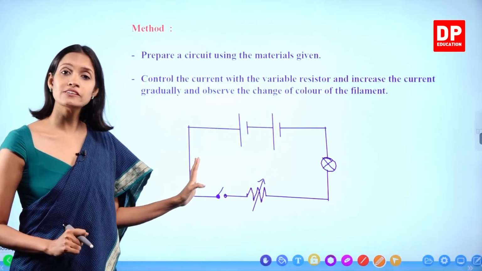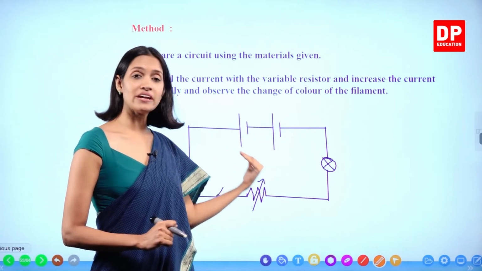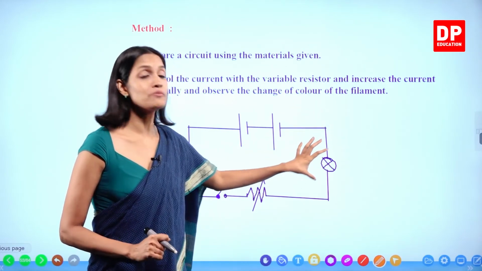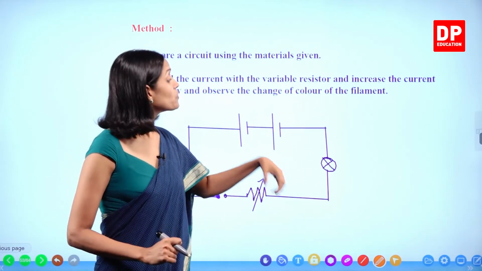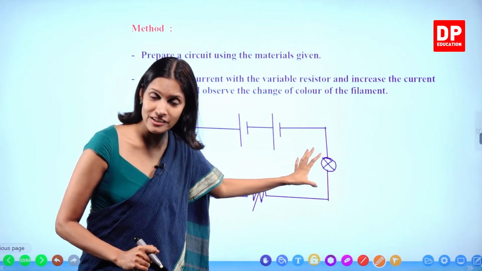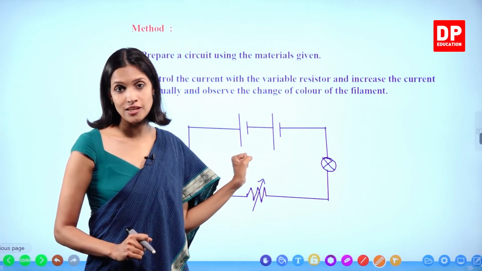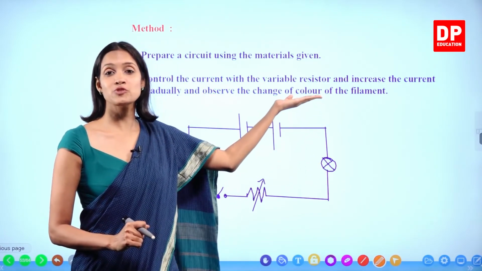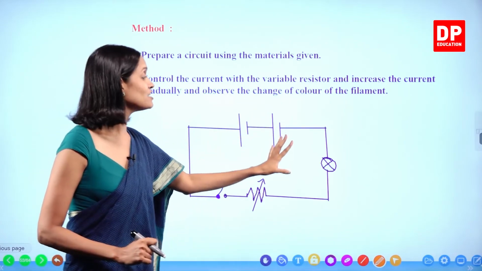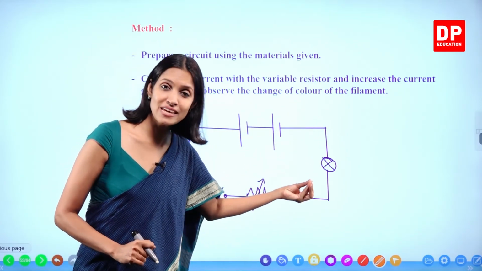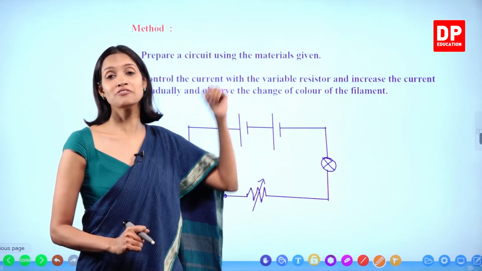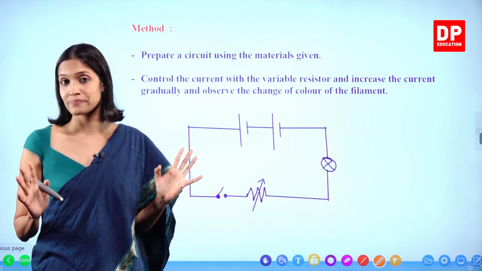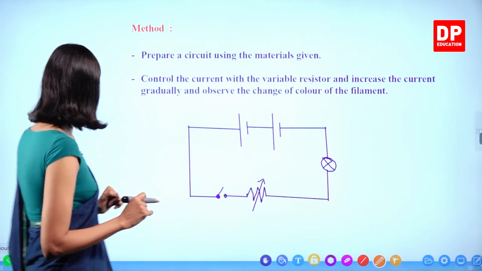So why does that happen, children? When we increase the amount of current that flows through the circuit, the amount of current that flows through the bulb also increases, right? With more electric current, more heat is produced, right? When the heat of the filament of the bulb increases gradually, what happens, children? The color also changes. With less heat, red color. With more heat, white color. It gradually increases from red to orange to yellow to white. Okay, children, let's write the conclusion.